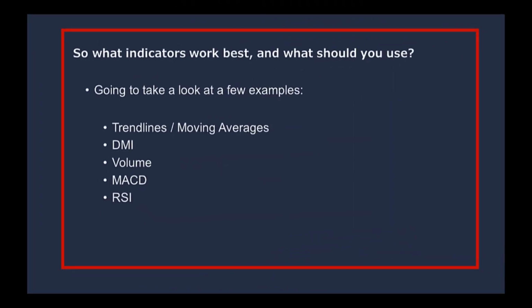So these are the indicators I'm going to look at: trend lines and moving averages, DMI, that's the directional movement indicator, volume, MACD and the RSI, the relative strength index. Like I said, you can take your own, use what you like or prefer, but I'm just going to walk through a few of these as examples. I'm not going to go into the theory of each indicator. I'm just going to show you how you can apply them around the Darvas box indicator, and then how we can put combinations of them together.